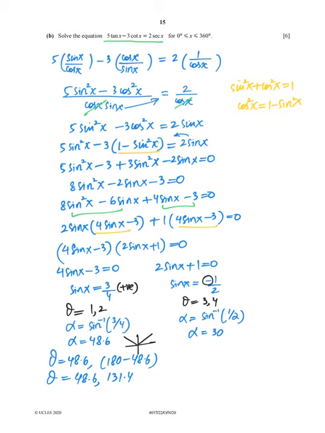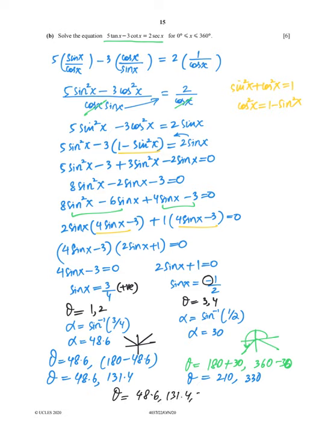For the negative one, we know that the values of theta are in the third and fourth quadrant. So for the third quadrant, theta equals 180 plus 30, and for the fourth quadrant, it's 360 minus 30. Alright, so 180 plus 30 is 210, and 360 minus 30 is 330. So the final answers we have, theta is 48.6, 131.4, 210, and 330. These four are the final answers.